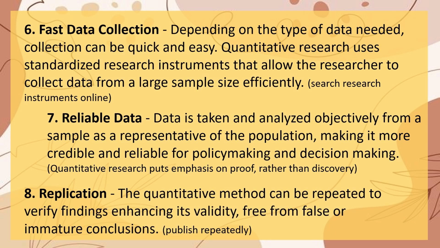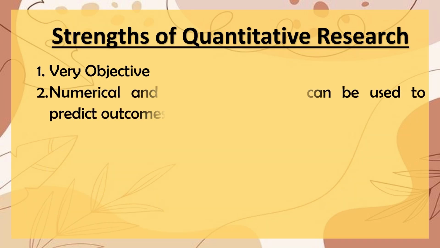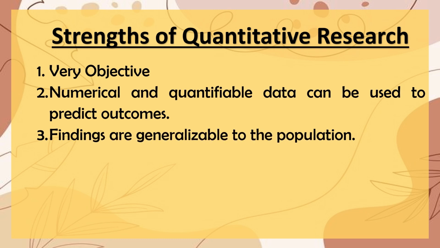Last is replication. The quantitative method can be repeated to verify findings, enhancing its validity, free from false or immature conclusions. Replication in quantitative research involves repeating a study to verify its findings. By using the same methods and procedures, researchers can determine if results are consistent, which enhances the reliability and validity of the original outcomes.